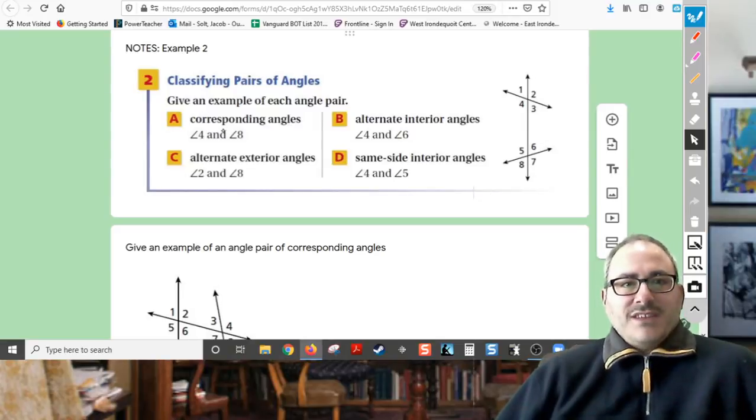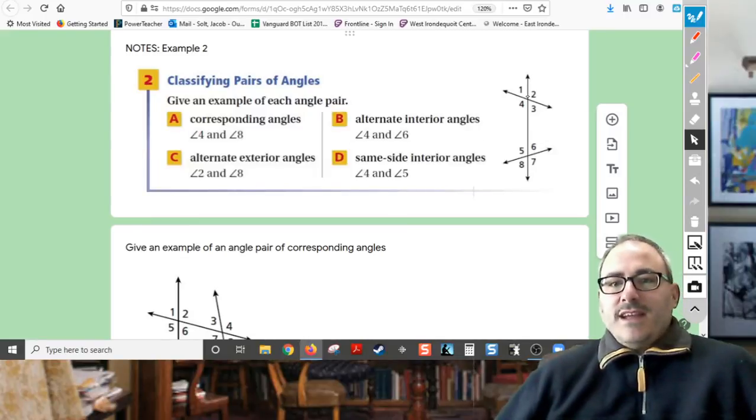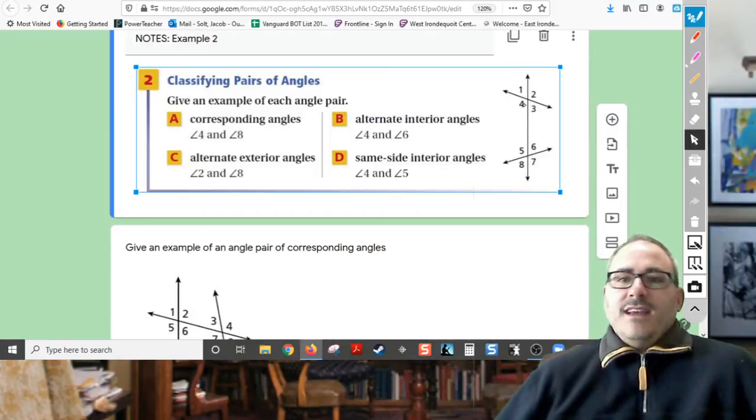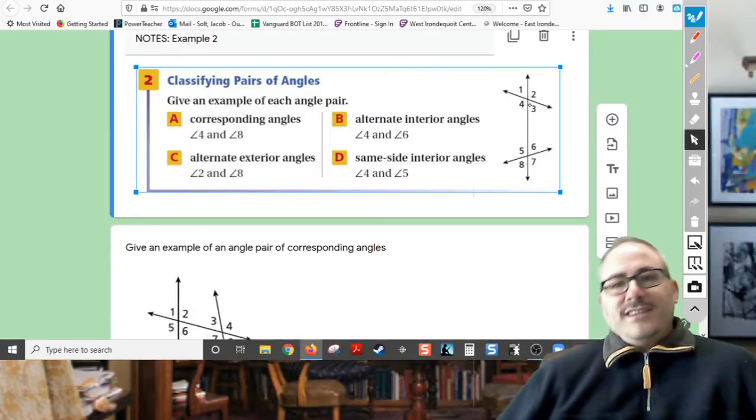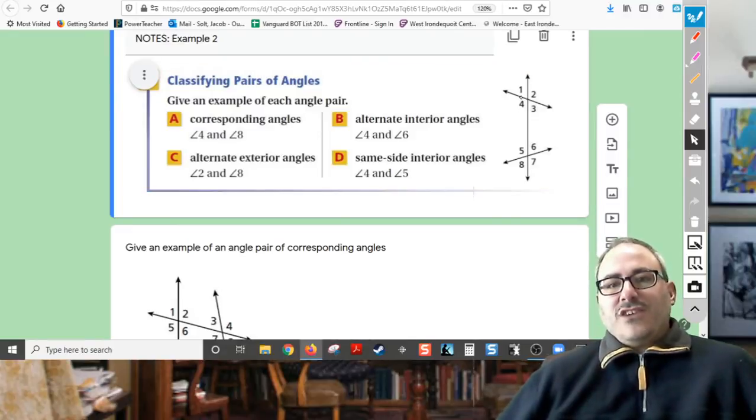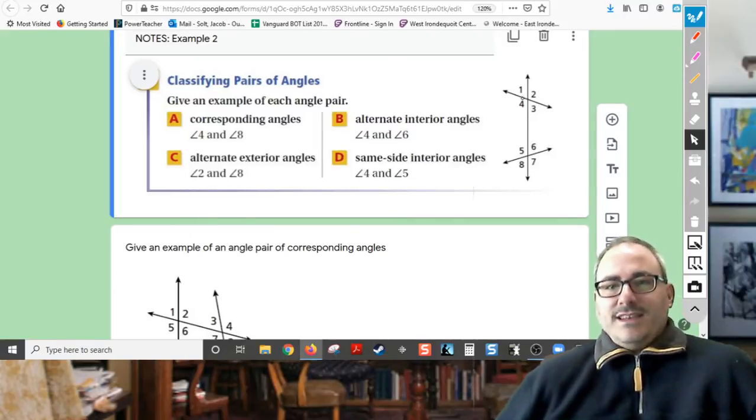So in a minute, I'm going to start asking you to give examples of an angle pair. So I might say, find an example of corresponding angles, right? And I'll need you to write something like angle 4 and angle 8. So looking for corresponding angles, angle 4 corresponds to angle 8 because they're both in the lower left-hand quadrant of where the transversal cuts the two lines that are being cut. Definitely not parallel lines. Alternate exterior angles, angle 2 and angle 8. Angle 2, angle 8 are exterior. They're alternate. These are alternate exterior angles.